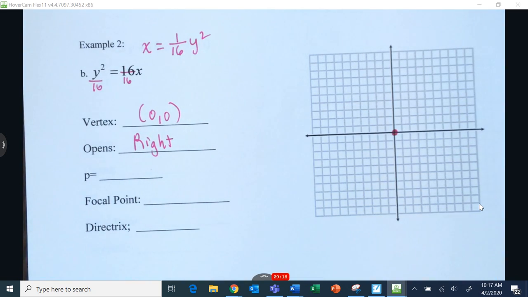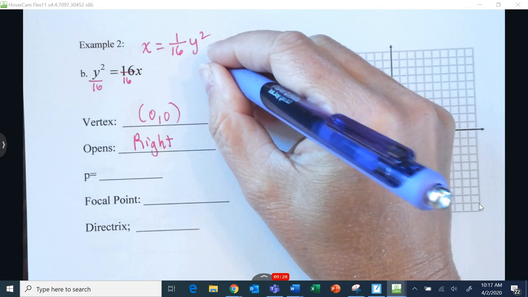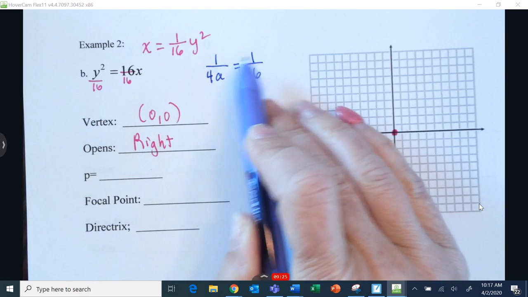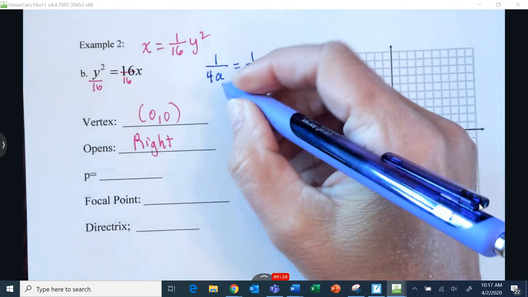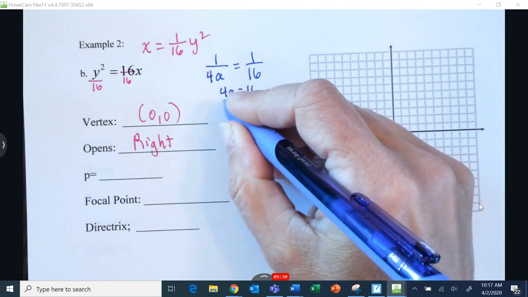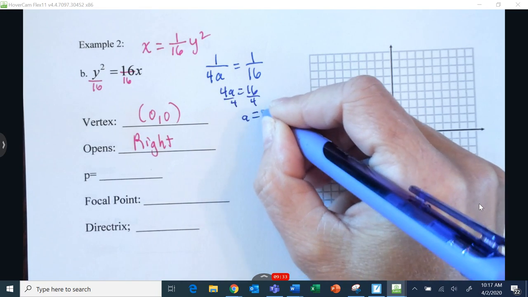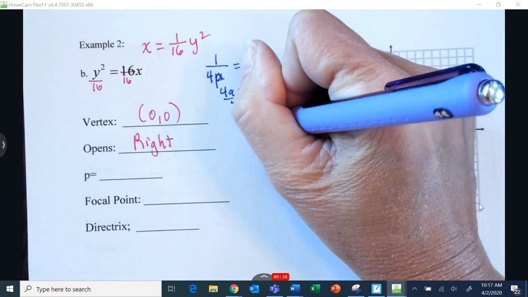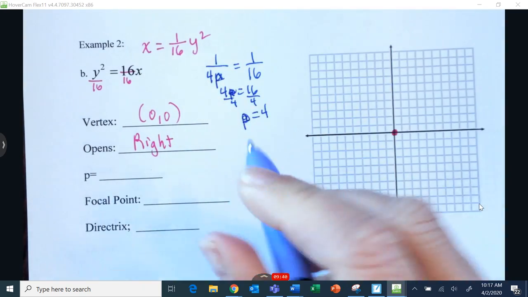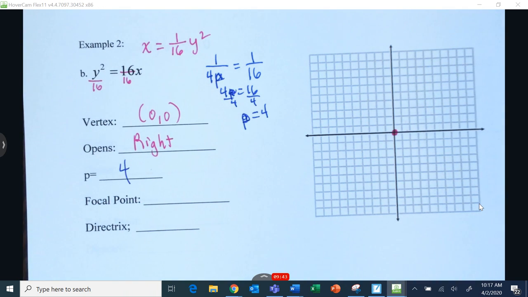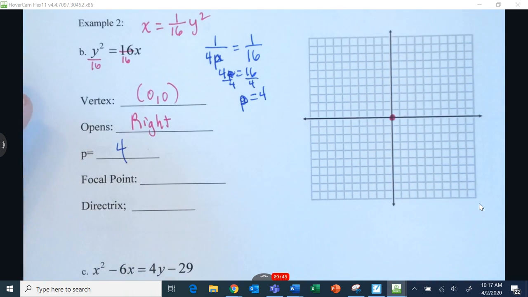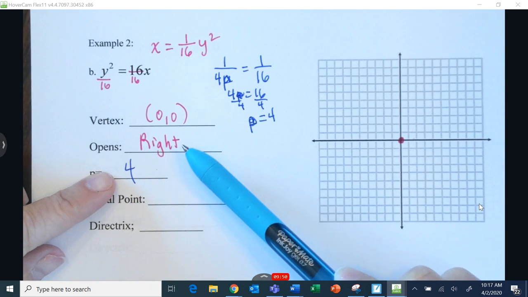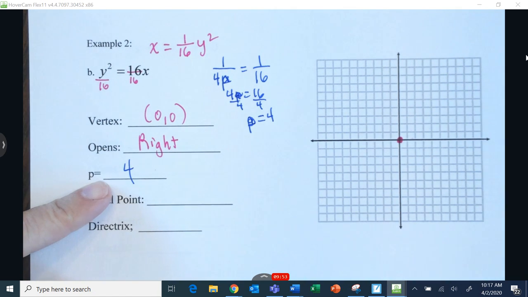For our p-value, I'm going to use that formula from the front, 1 over 4a equals 1 over 16. And since the 1's are equal, then the 4a has to equal 16. Divide by 4, and I get a equals 4. I'm sorry, p. I don't know why I have an a in there. So p equals 4. My p-value is 4. The focal point is going to be 4 units in the same direction that the parabola opens, 4 units to the right.